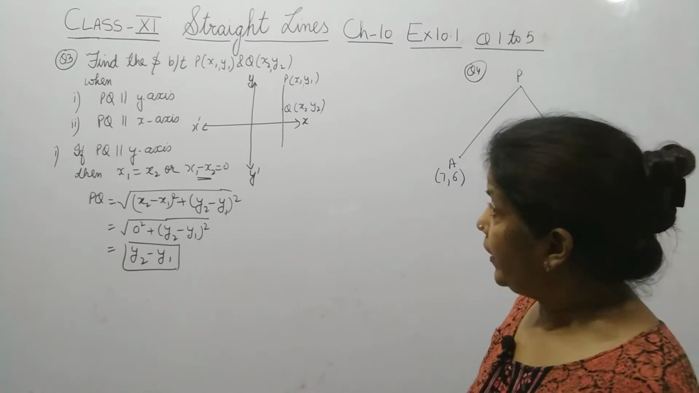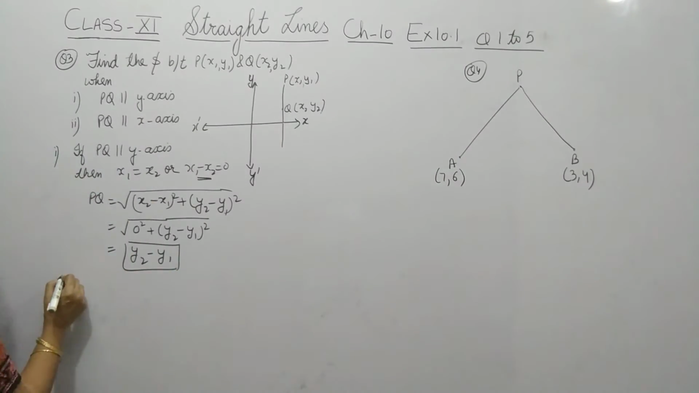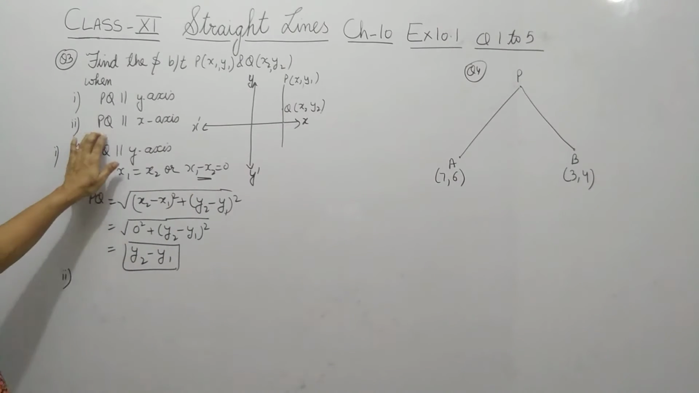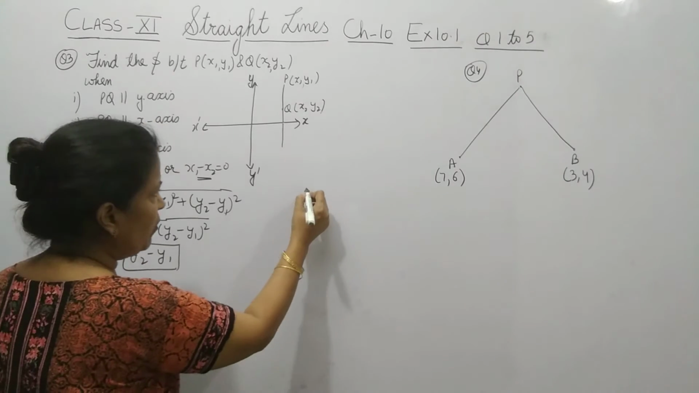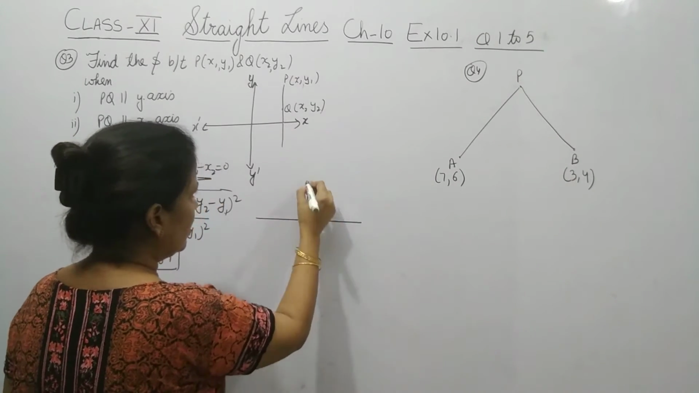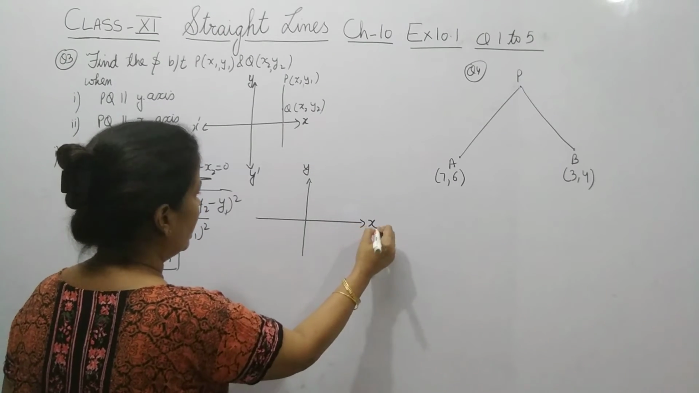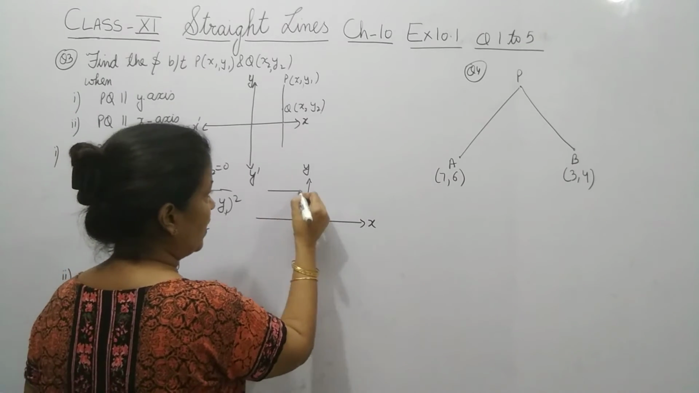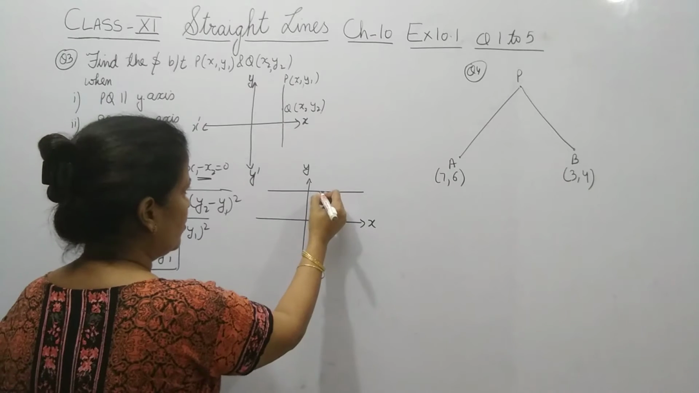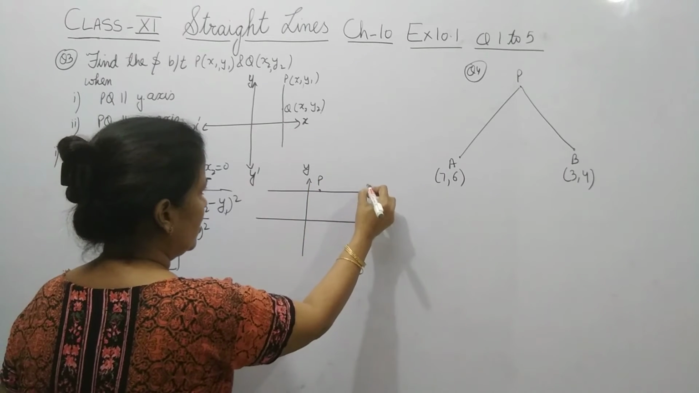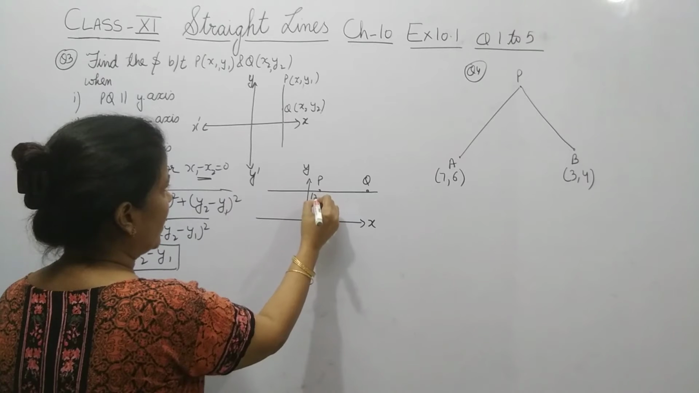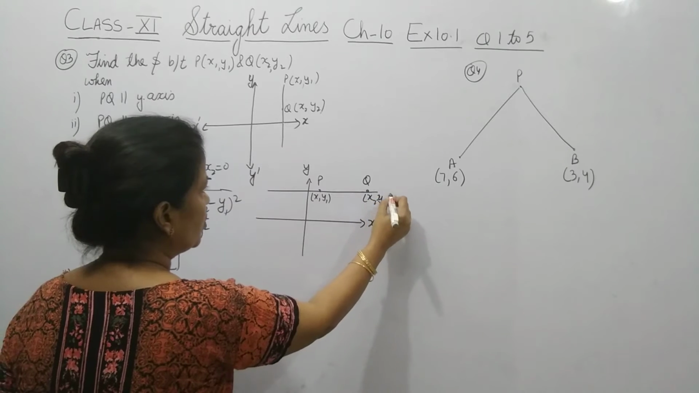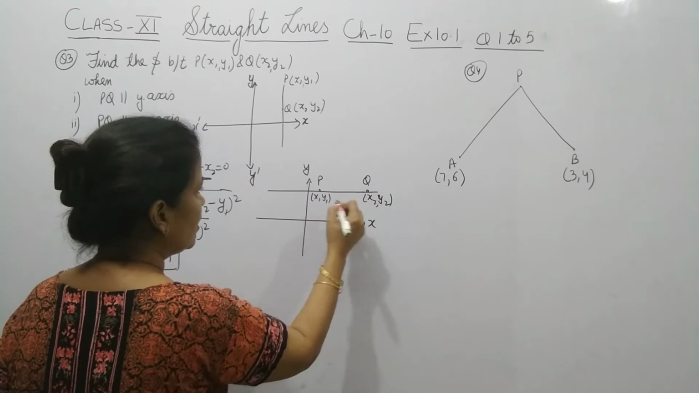Okay. Now, second part. In the second part, PQ is parallel to the x-axis. So how will you make the figure? Here, this is y and x. PQ is parallel to the x-axis, so the line will be like this. Suppose this is P and this is Q. So P has coordinates x1, y1 and Q has coordinates x2, y2. We can write it like this.